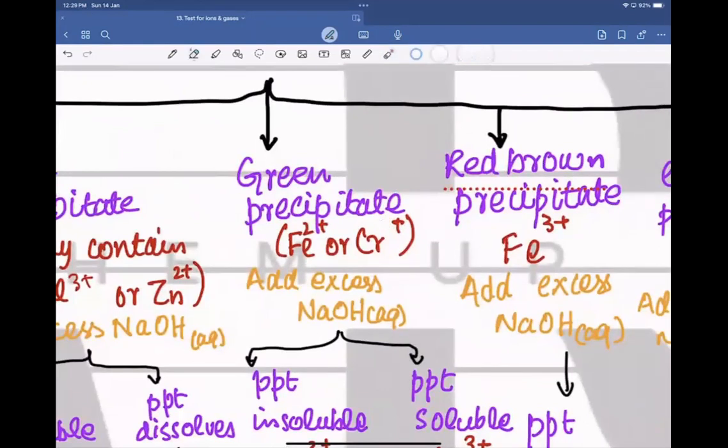Just give me a minute. Let me confirm. Basically, chromium is a transition element, so it has a variable oxidation number. But here we have 3 positive charge.